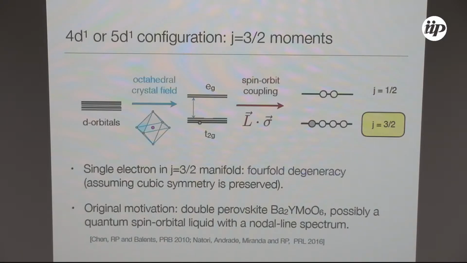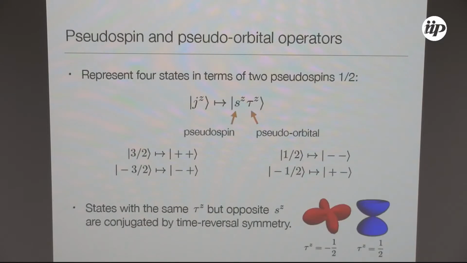And first of all, we need a convenient notation to represent the states in this J equals 3/2 multiplet. So I'm going to use this notation here. Jz runs from -3/2 to +3/2 for the 4 states. But we can represent these 4 states in terms of 2 pseudospins that I'm going to call S and tau. The first one I will call pseudospin, the second one pseudo-orbital.